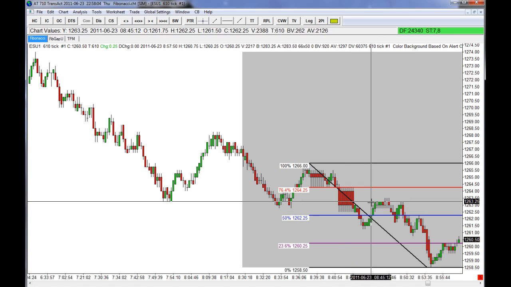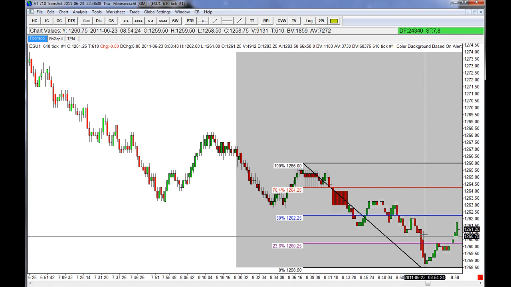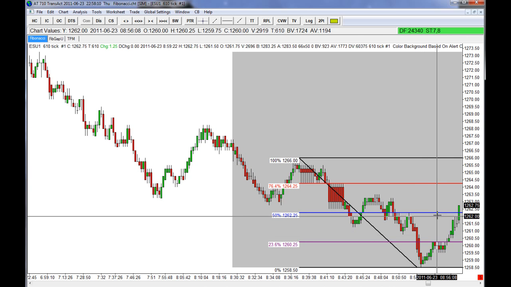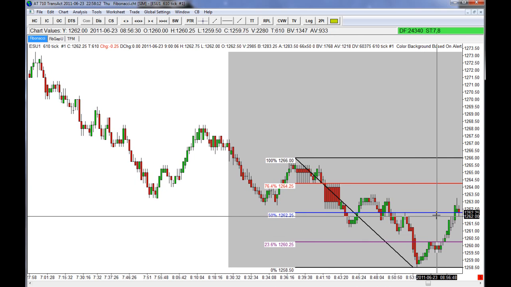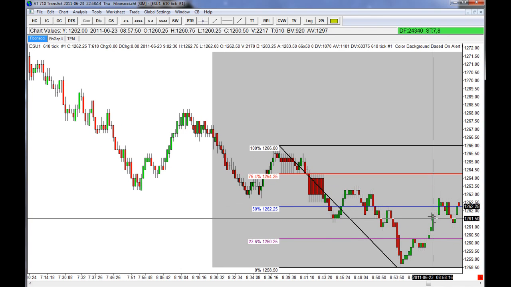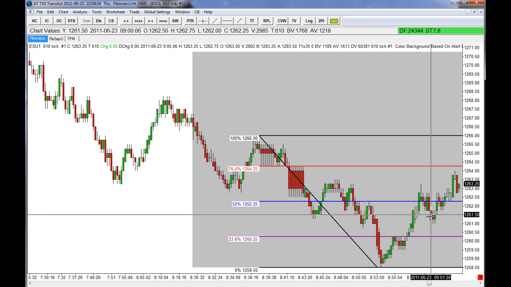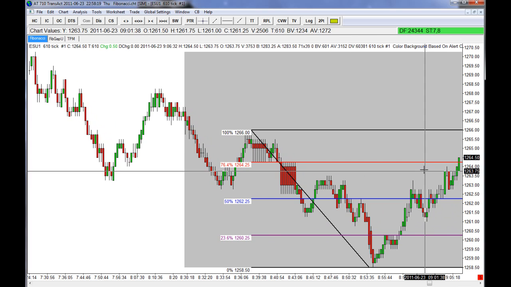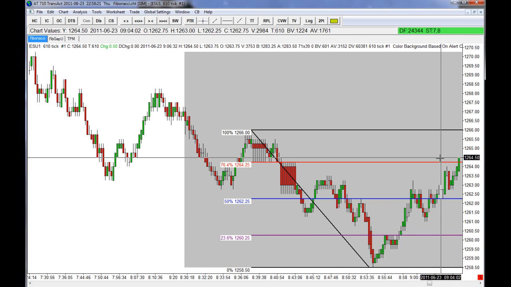Now this was a trade I was not looking to take because the distance between the 50 and 76.4% line was 2 points. So I did not place an order here. I just waited to see what the market did. Then it broke through the 76.4% line.